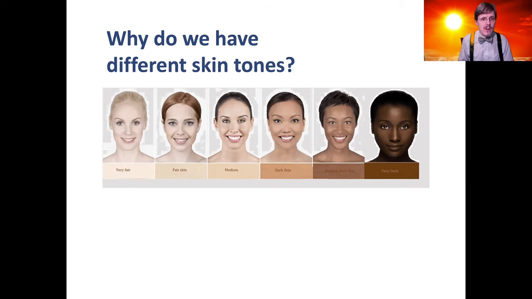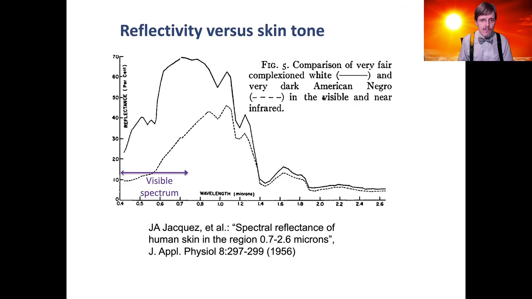Why do we have skin tone? We previously saw that if I look at the reflectivity of different people, in fact lighter skinned people will reflect more light in the visible than dark skinned people. But of course that doesn't really answer the question of why. That's just a quantitative restatement of the problem. So we could ask maybe an easier question, which is, well, what causes there to be different skin tone?